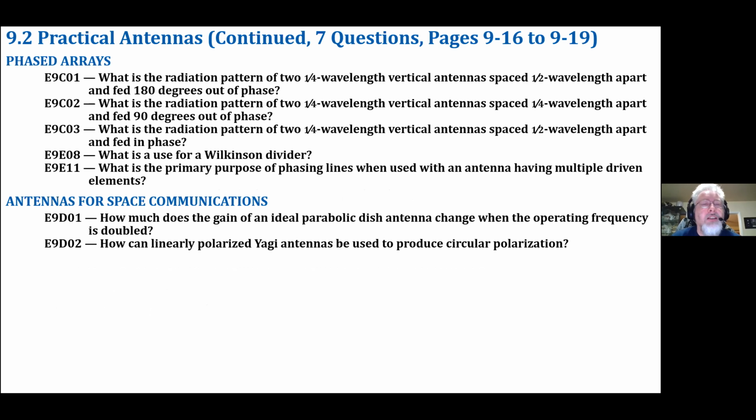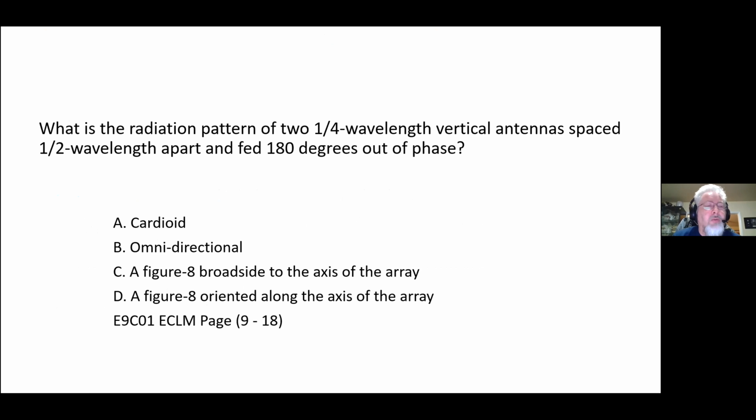All right, practical antennas, 7 last questions. Phased arrays and antennas for space communication. What is the radiation pattern of two 1/4 wavelength vertical antennas spaced 1/2 wavelength apart and fed 180 degrees out of phase? A, cardioid. B, omnidirectional. C, a figure-8 broadside to the axis of the array. Or D, a figure-8 oriented along the axis of the array.